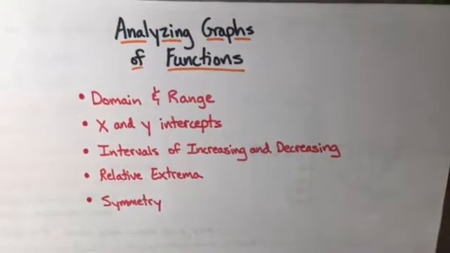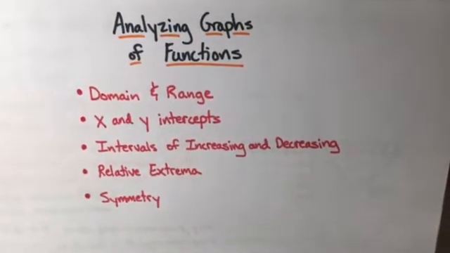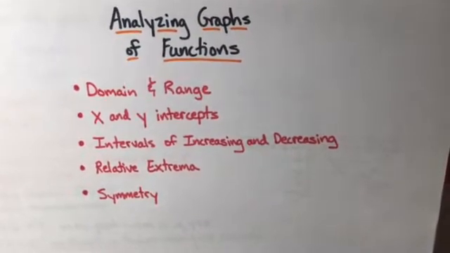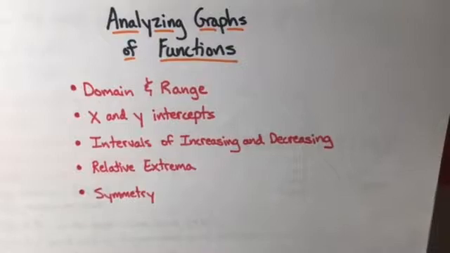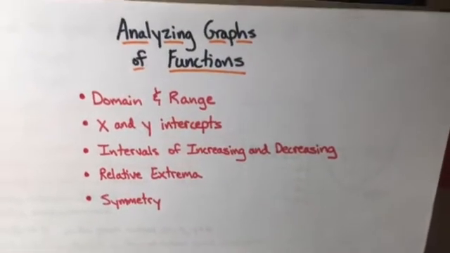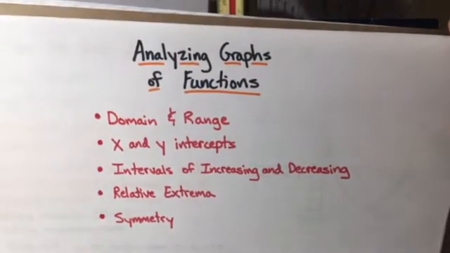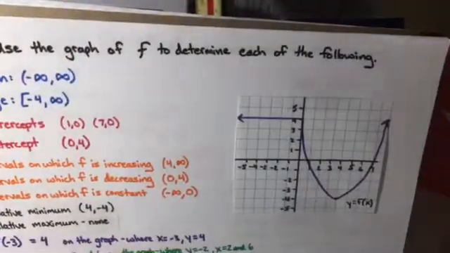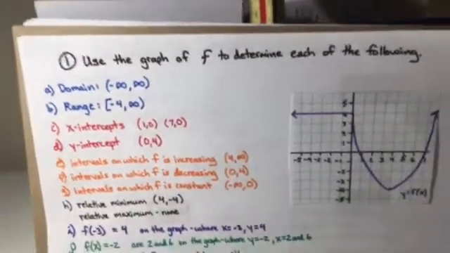So this week we have been analyzing graphs of functions. We've looked at domain and range, x and y intercepts, intervals of increasing and decreasing, relative extrema, and symmetry. So the following are the 4 examples I gave you to review. Let's take a look at how to work them out.